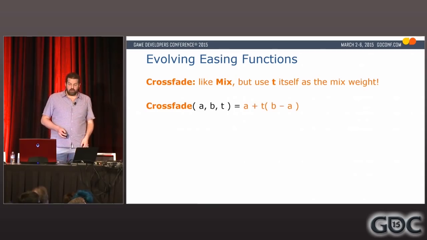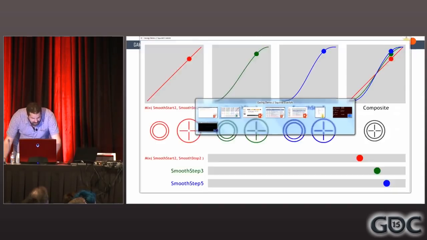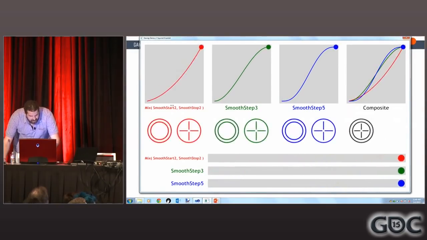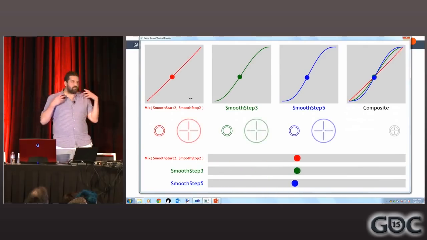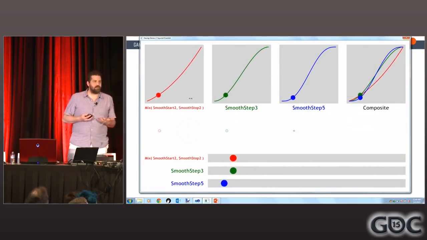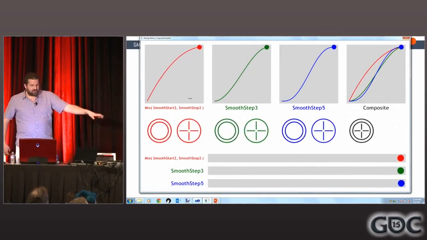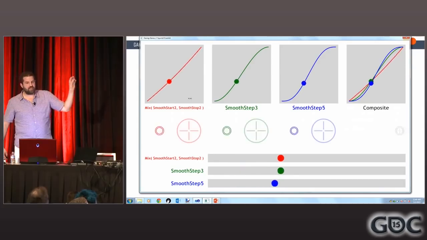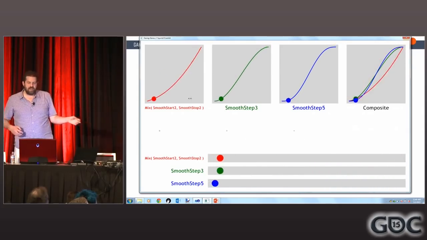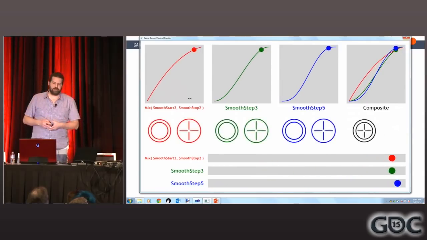Okay, we could also do a crossfade where we're going to do a mix, but we're going to use the parameter itself as the blend weight. So now t is the mix weight between the start and the stop functions. If you look at the red, at the start it's totally smooth start, and at the end it's totally smooth stop. So it gets the benefits at both ends, right? And it's changing on the fly as it does a live crossfade between those.